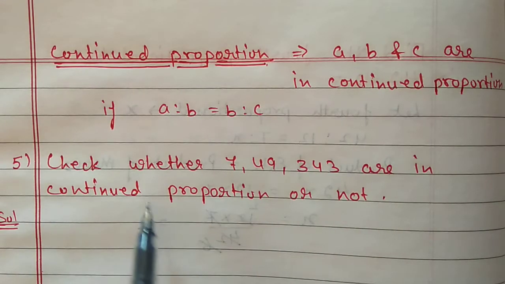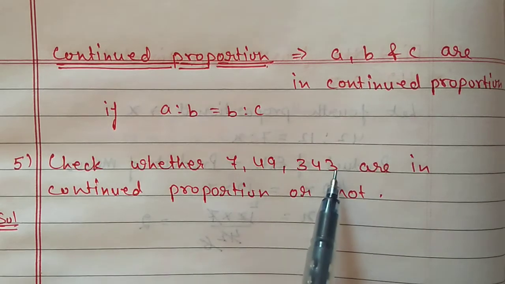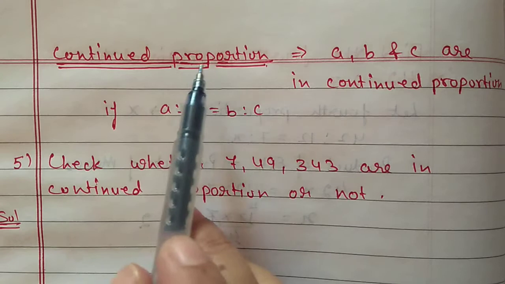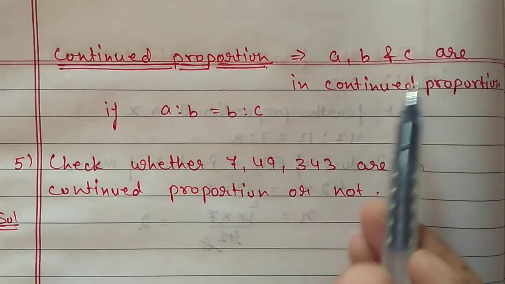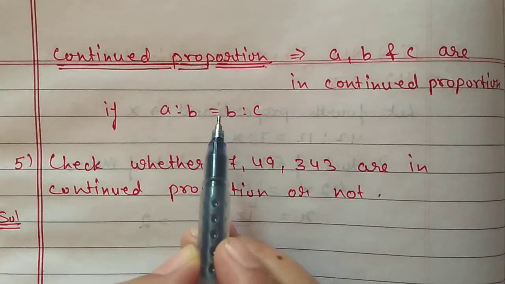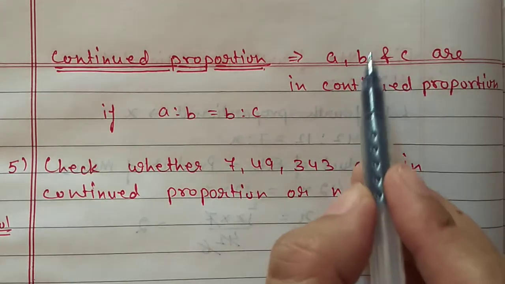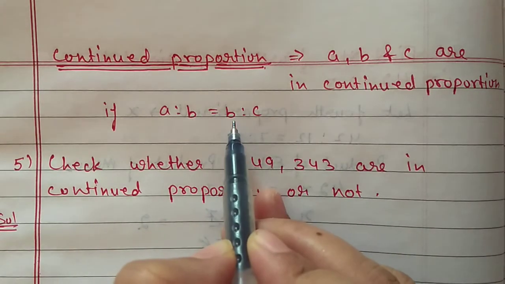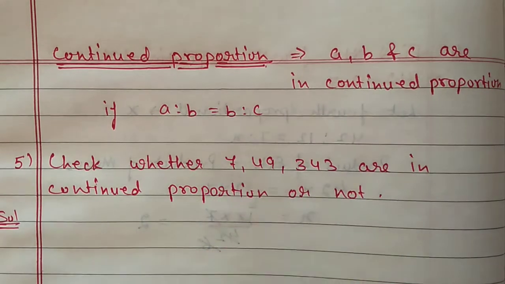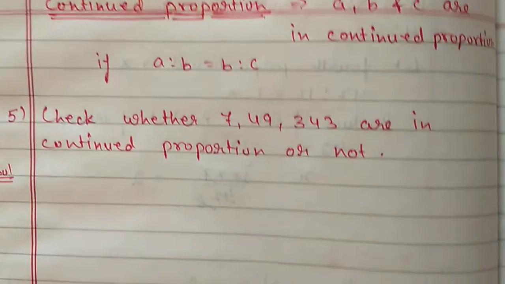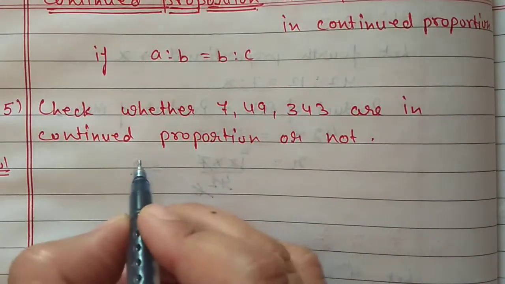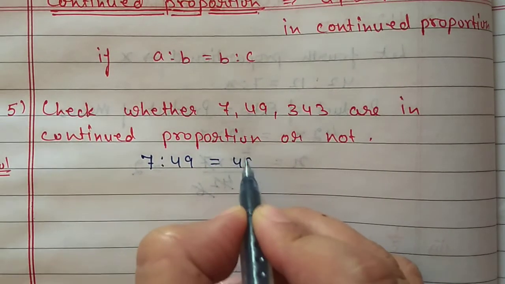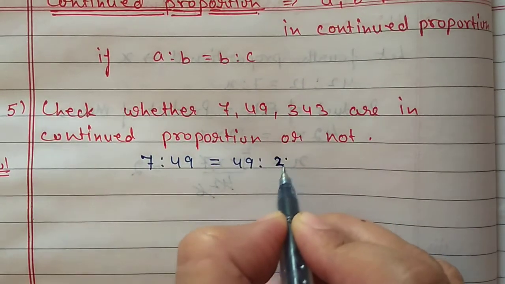Next, question number 5. Check whether 7, 49 and 343 are in continued proportion or not. Continued proportion, we say, if we have 3 numbers and we can write them like this: A is to B equal to B is to C. It means the middle one we have to repeat 2 times. It will come with the first ratio and the second ratio also. So the same thing we will check here. We will repeat the middle one: 7 ratio 49 is equal to 49 ratio 343.